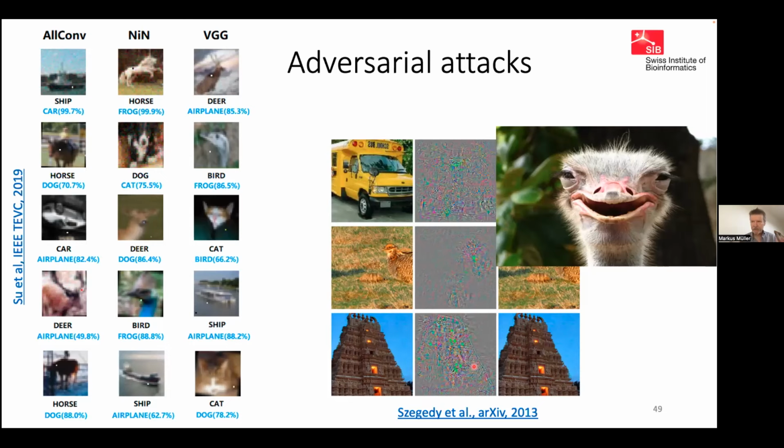Because you forced the neural network to do so, the neural network, to a certain extent, is a little bit foolish, and we can fool it quite easily with these adversarial attempts.